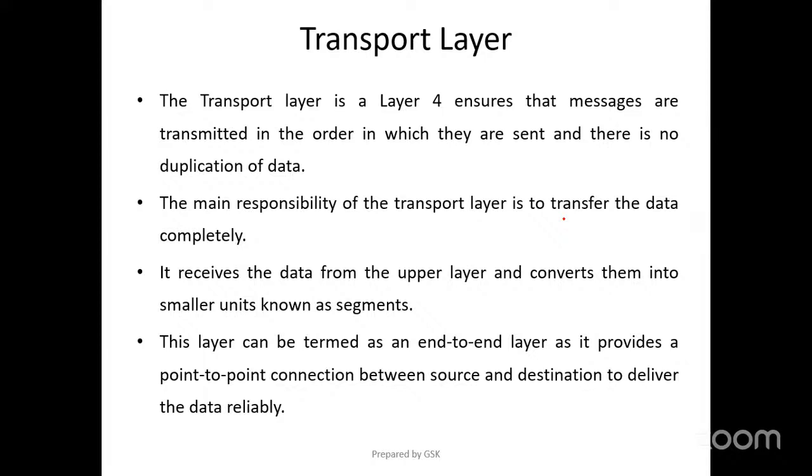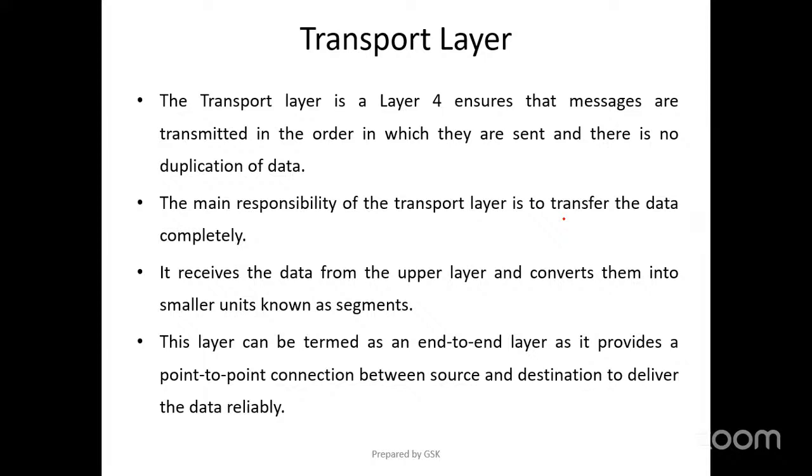The transport layer is the fourth layer. It ensures that messages are transmitted in the order in which they are sent, and there is no duplication of the data. A very direct sentence, you can understand it easily. Whenever you are sending data, the responsibility of the transport layer is to ensure that the messages are sent in the same order in which the sender sent them, and that duplicate data does not exist. The main responsibility of the transport layer is to transfer the data completely.